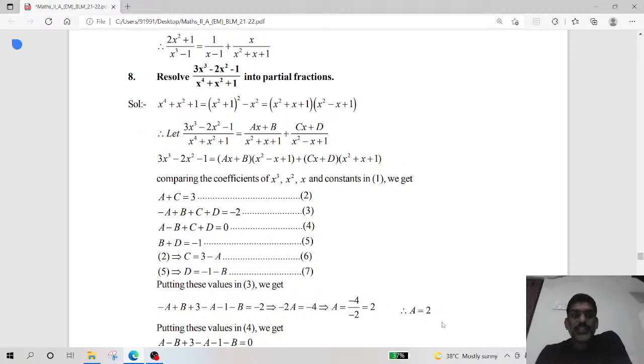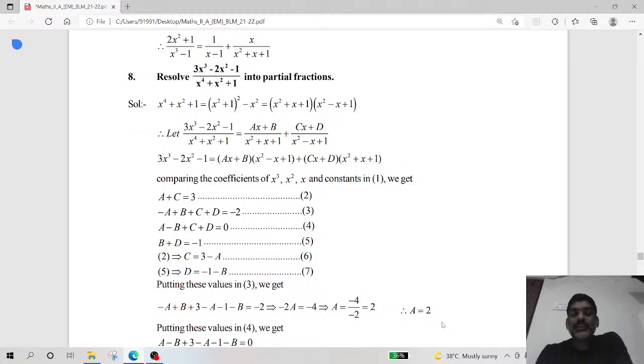So here the numerator is 3x to the power of 3 minus 2x square minus 1, and the denominator is x to the power of 4 plus x square plus 1. The degree of the denominator is more than the degree of the numerator, so it is still a proper fraction. But x power 4 plus x square plus 1 can be written as x square plus 1 whole square minus x square. That is nothing but x square plus x plus 1 times x square minus x plus 1. So we can write it as a product of two quadratic factors, x square plus x plus 1 into x square minus x plus 1.